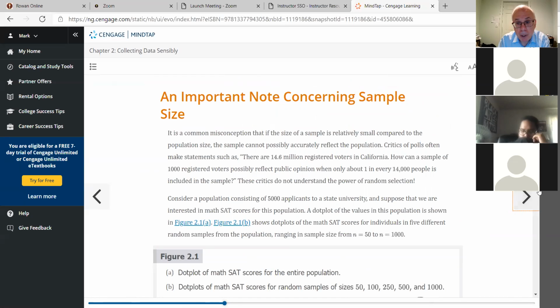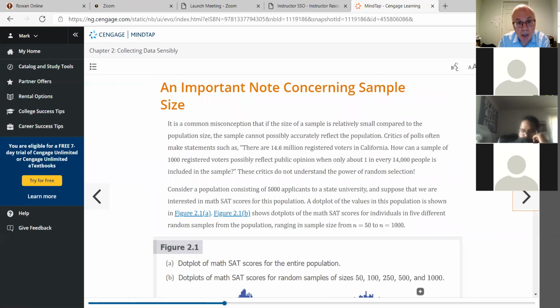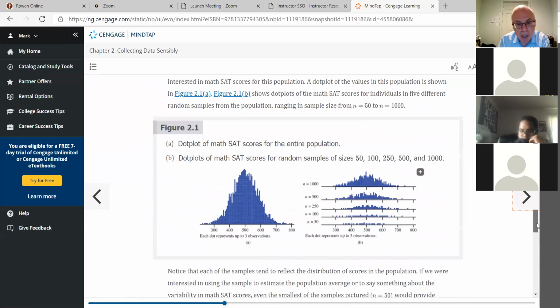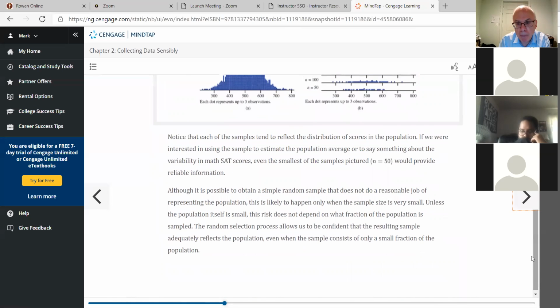Okay. And then it talks in this section about a common misconception that if you have a relatively small sample, you cannot possibly generalize to the entire population. And they try to convince you in this section that yes, you can. Even if you have a very large population, you could have a sample size of 50 or 100, and they show you that the results are reasonably close to what the population looks like. So even a small sample is a fairly good representative of the population.